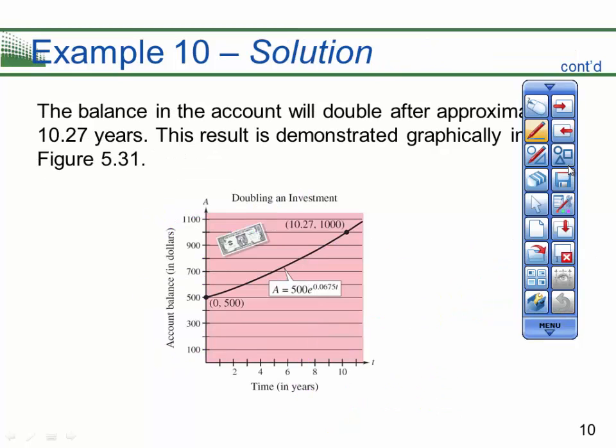Okay. We can look at a graph of this. Here's the equation, it's exponential growth. And at about 10.3 years, the money doubles from 500 to 1,000.